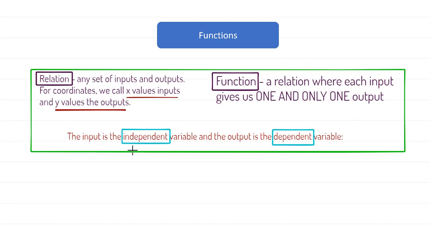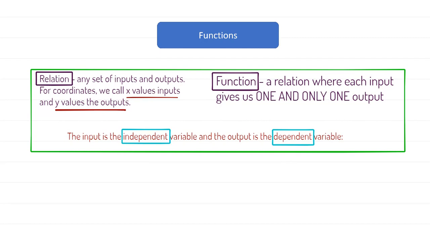But for these relations, the input we call the independent variable. So think of input, independent. The output is the dependent variable. The output depends on whatever the value of the input variable is.